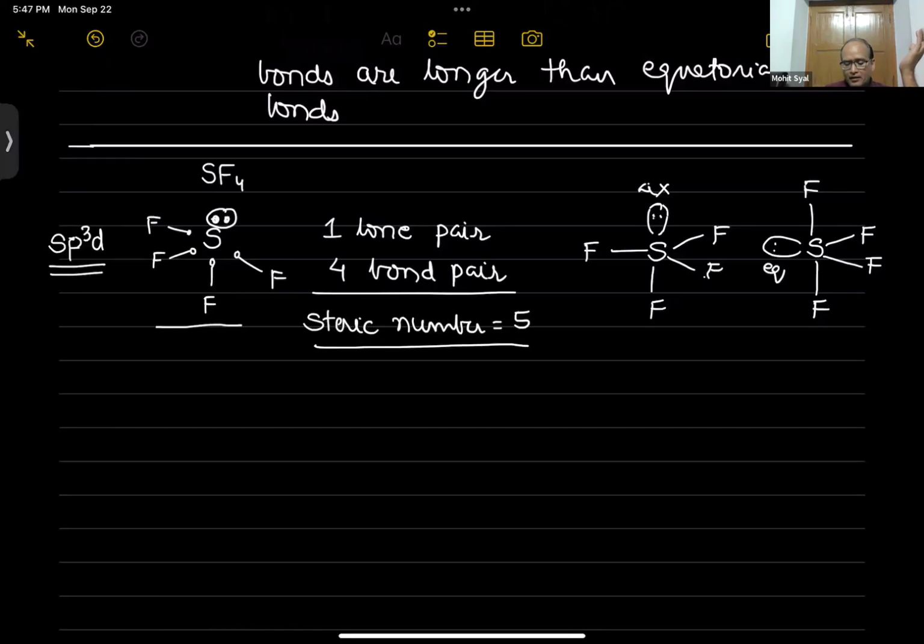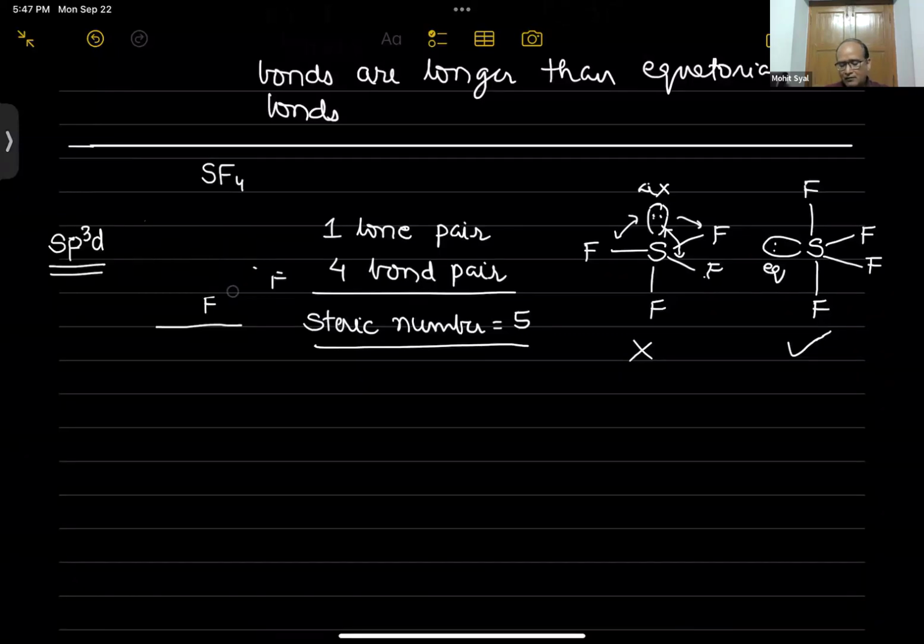Axial actually will cause more repulsion because there are 3 fluorine atoms at 90 degrees. Is it clear? Higher repulsion in the axial lone pair. So we are going to keep the lone pair at the equatorial position. So this is incorrect, this was the possibility, and this is correct. Got it? Is it clear or not? Yes, sir. So this is the actual structure of SF4.